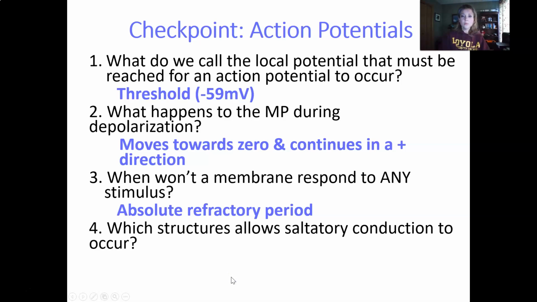Number 4, which structures allow saltatory conduction to occur? I'm thinking of 2. There are 2 things that you need in order to have saltatory conduction. All right, the myelin sheath and the nodes of Ranvier.